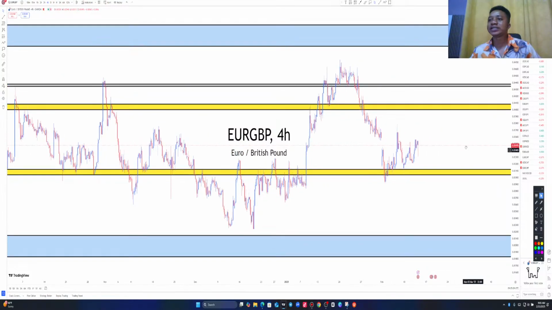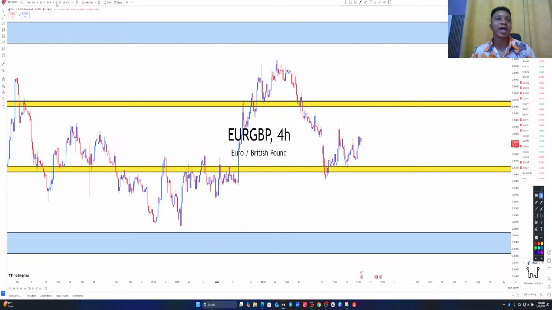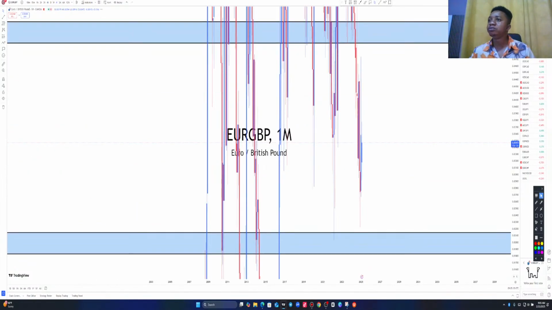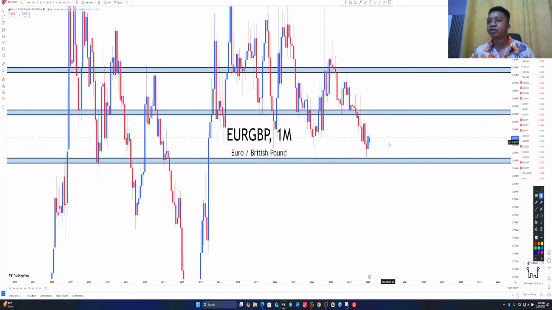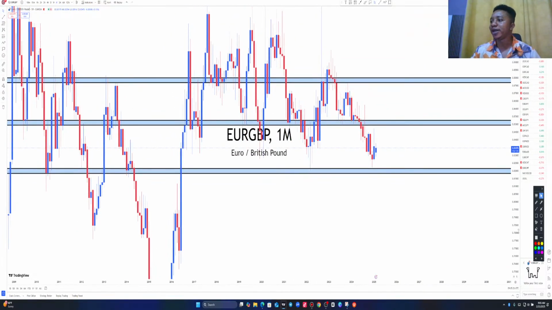Okay, so Euro GBP, what is happening on this pair? Let's do some analysis on it very quick. All right, so starting on the monthly time frame on Euro GBP. From Euro GBP, we then go to GBP JPY. So this is Euro GBP on the monthly time frame.